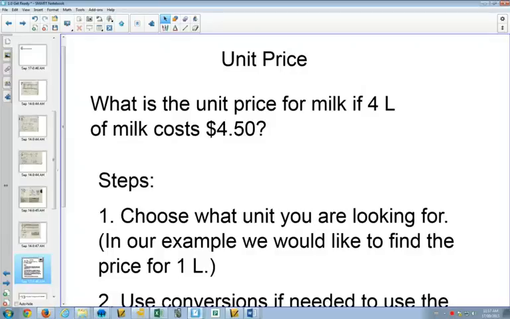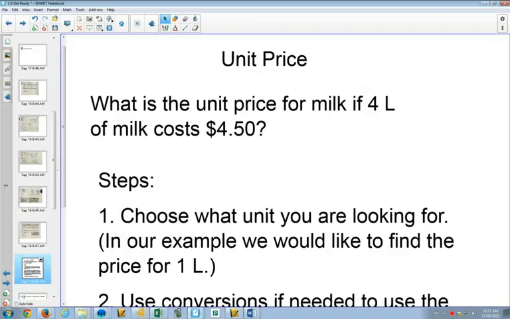So unit price is a cost per unit, and you get to choose what unit you're looking for. So in our first question here, what is the unit price for 4 liters of milk? And it costs $4.50 for 4 liters. So an example of a unit price is if we could find out how much the cost is for 1 liter.